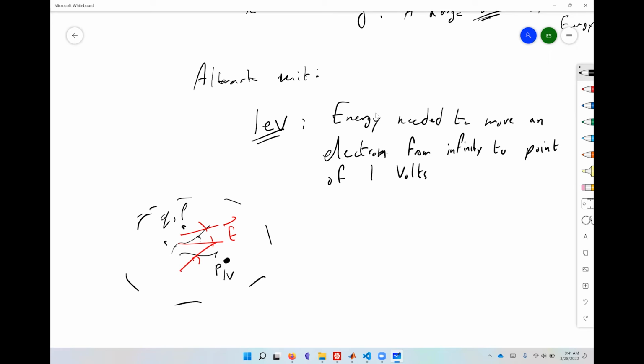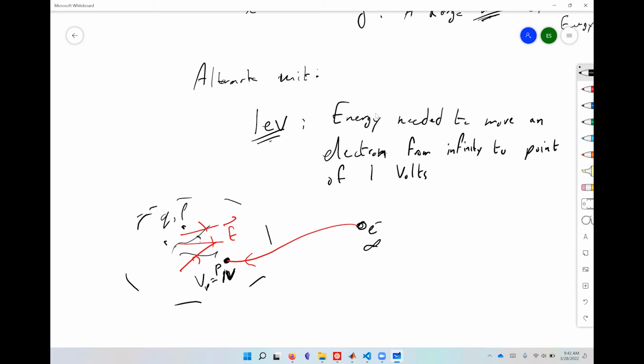You have your space, you have some energy distribution, but that doesn't matter. You need to find a point that has a voltage of 1 volt. Or you can build it. You can put a single charge, and you find a point that has a voltage of 1 volt. So V at P equals 1 volt. The 1 electron volt unit of energy is the energy required to move an electron from infinity into that point that has voltage 1 volt. That amount of energy is called 1 electron volt.